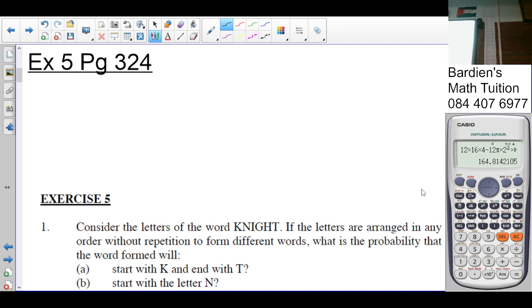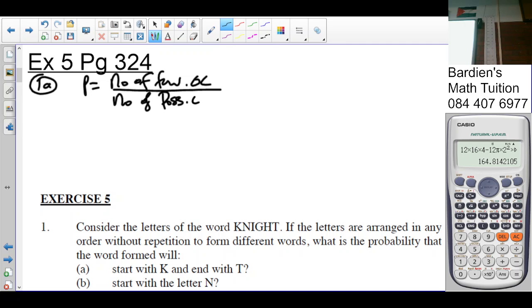So how do we work out probability? Your probability is your number of favorable outcomes over number of possible outcomes. Now if you're looking at the possible outcomes, how many letters do we have here? 1, 2, 3, 4, 5, 6. Six letters. Letters may not be repeated, so it's simply going to be 6 factorial, not so?